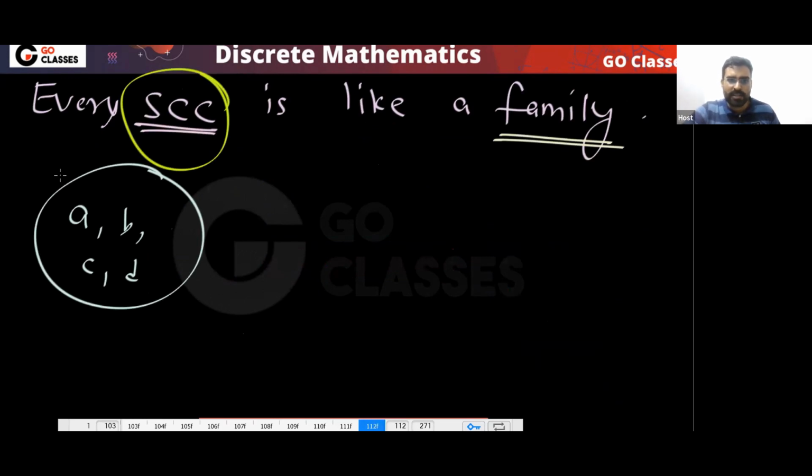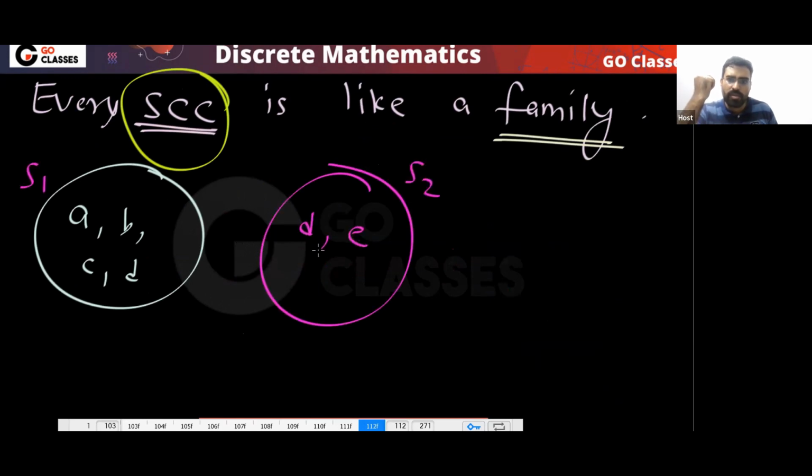Now, please notice one more thing. Let's assume this is strongly connected component 1, and this is strongly connected component 2. Each is like a family, and each is maximal. Is it possible that B and D are strongly connected?